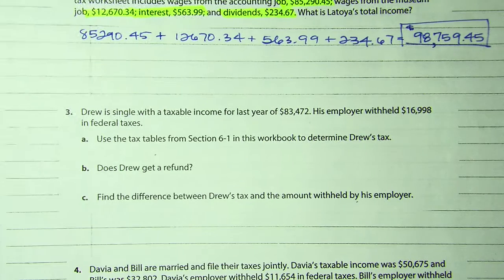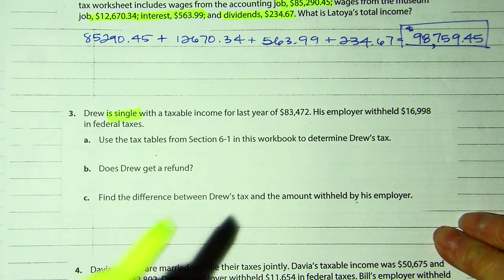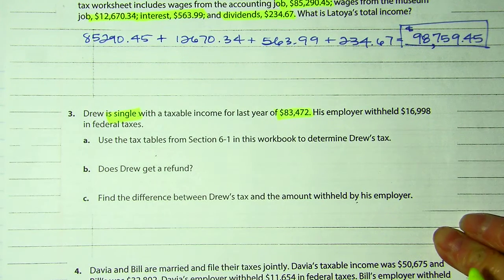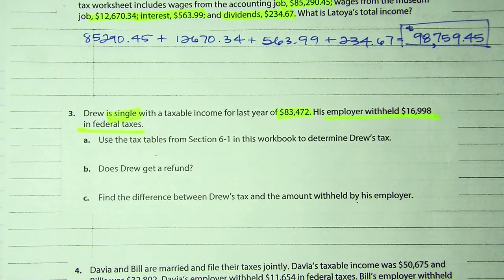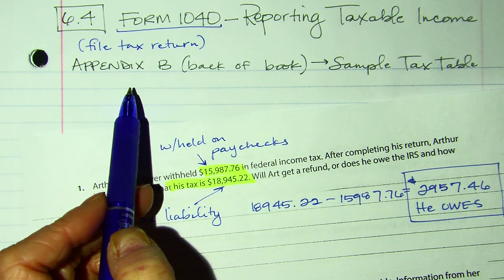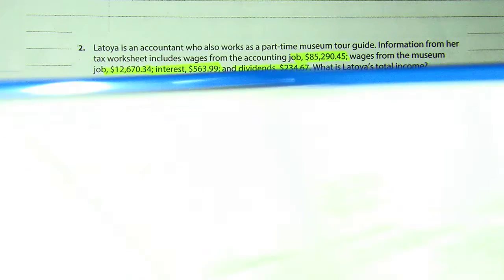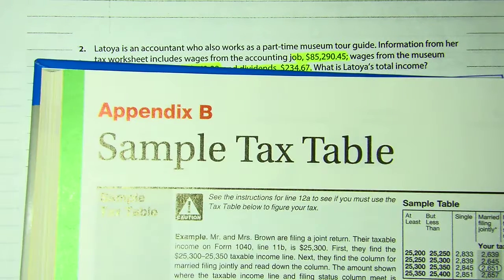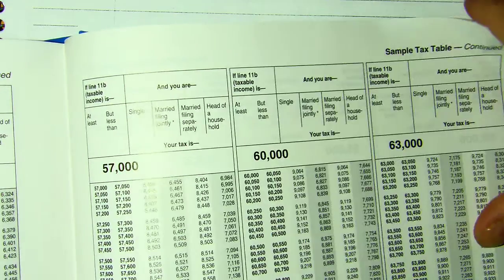Next one. Drew is single. So that is important because that's the classification we're going to need. Here is his income. His employer withheld almost $17,000. So we are going to be using Appendix B. I wrote that at the top. It's the back of your book. That is where you'll look up tax liability. So if you go to the back of your book, it says Appendix B, Sample Tax Table. Now we're looking for an income of $83,472.